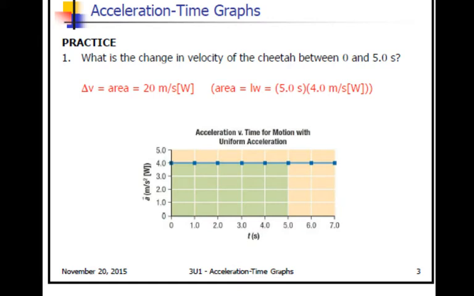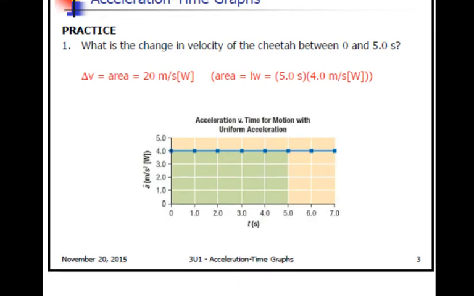Well, between 0 and 5 seconds we have a rectangle, and that is a rectangle with a length of 5 and a width of 4 meters per second squared. So 5 seconds times 4 meters per second squared, that would get us to 20 meters per second. And because the direction is listed as west, the velocity has changed by 20 meters per second in the west direction.